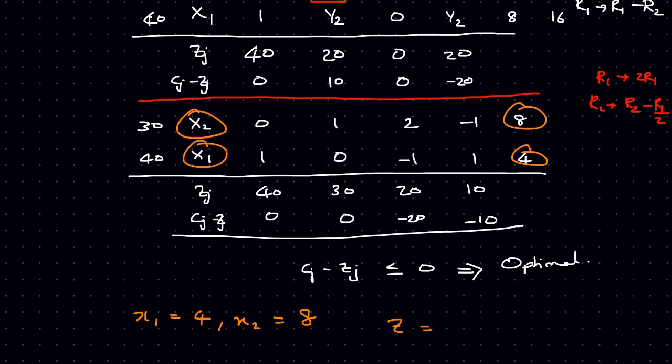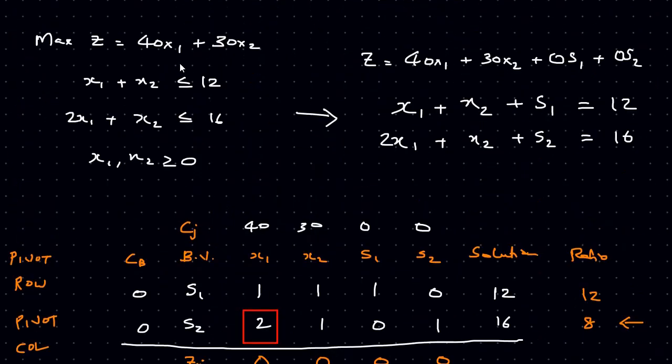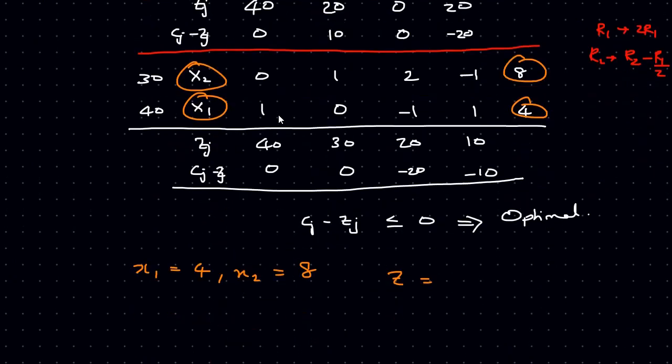Correspondingly the objective function was 40 times x1 plus 30 times x2. So 40 times x1 plus 30 times x2, and that will be 160 plus 240, so that will be 400. So this is the optimal value for the objective function, and these are our solution for the x variables x1 and x2. Okay, so this is how you do a simplex method.